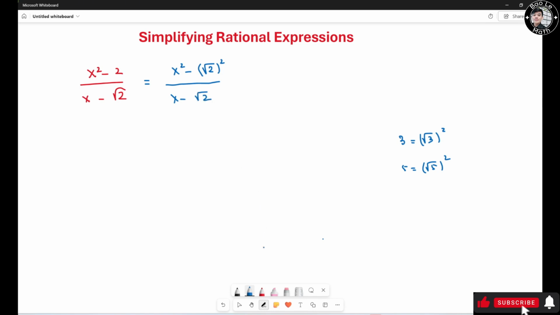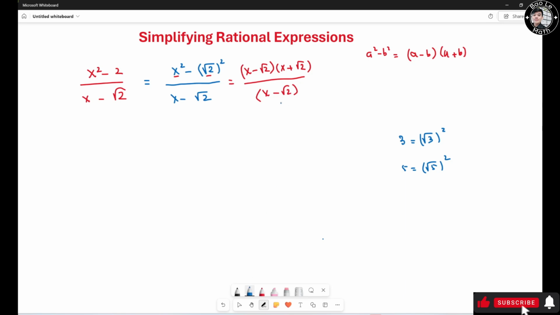Now for the numerator you can apply the difference of two squares formula. You have a squared minus b squared, which is going to be a minus b times a plus b. In this situation, a means s, and b means root 2. So you just put a and b into this formula, and it becomes s minus root 2 times s plus root 2, over s minus root 2.